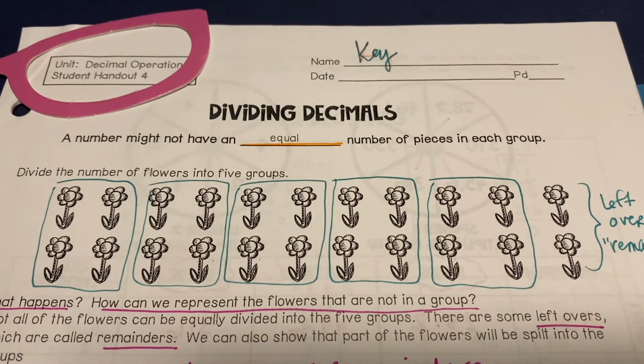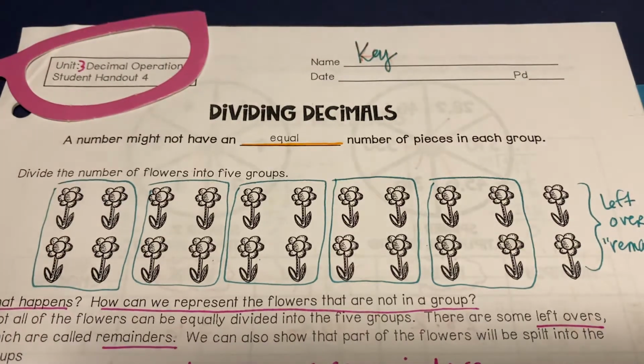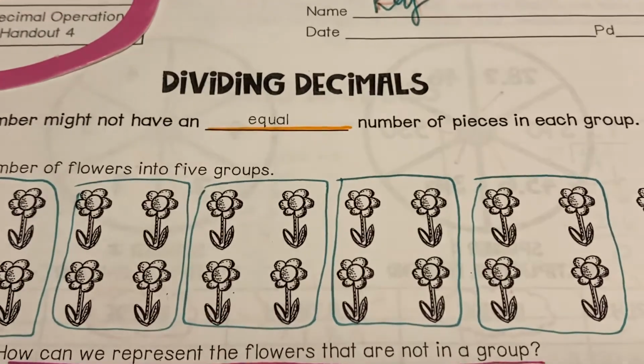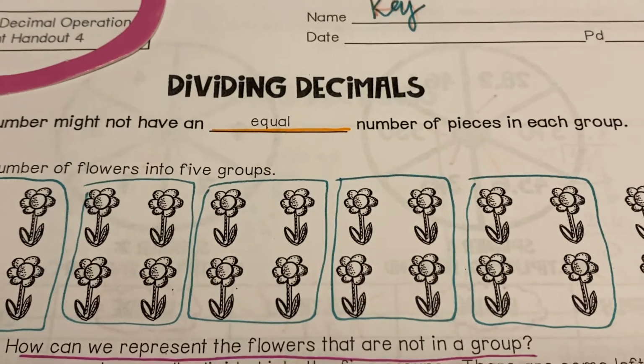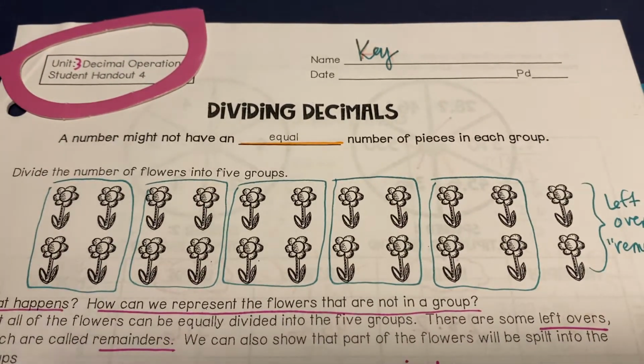Today we are looking at student handout 4, which is in unit 3 of decimal operations. Okay, so in the fill in the blank, a number might not have an equal number of pieces in each group. So please write in the word equal right there. After that, we are going to divide the number of flowers into 5 groups.